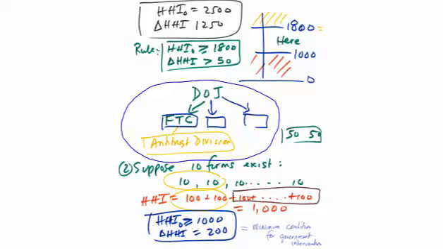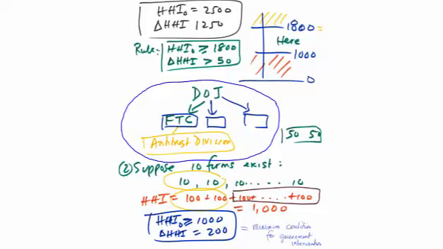Here's the example. Suppose there are 10 equal-sized firms in an industry. Each firm has 10% of the market. Remember, we square the shares and then we sum. So we're going to square each of the 10s and get 100, 10 times. So the HHI is going to be 1,000.